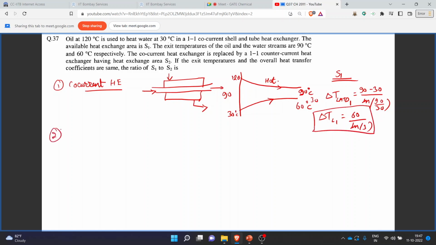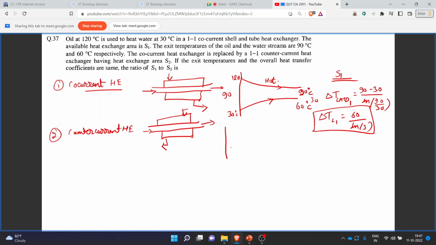Now we are replacing this heat exchanger by the countercurrent heat exchanger. So for the countercurrent HE, the flow direction will be as mentioned in the figure. Tube side fluid will enter in the same direction, whereas the shell side fluid will enter in the opposite direction.